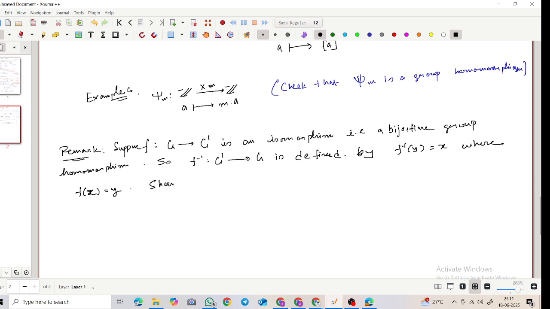Yes. Show that F inverse is a group homomorphism. Can you show it? Because you see, we haven't defined isomorphism that way. We haven't defined that F is called an isomorphism if F and F inverse are both group homomorphisms. All we have said is that if F is bijective and a group homomorphism, then F is an isomorphism. So the natural question should be, F inverse is a set theoretic map, right? But is it a group homomorphism?